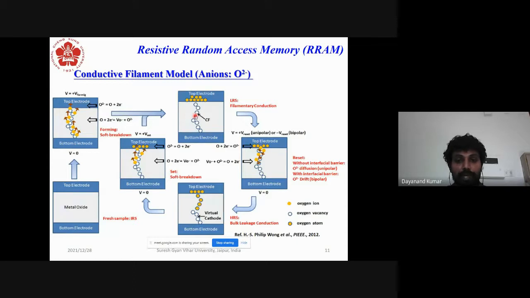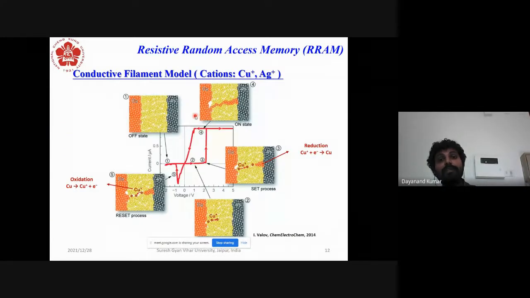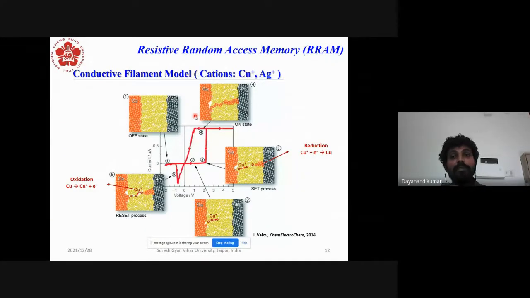Now we come to the metal ion-based filament. Why are we talking about metal ions? Only Cu and Ag can diffuse into the resistive switching layer. If you see this curve, if you apply the positive voltage on the top electrode, where Cu is the top electrode, what happens?